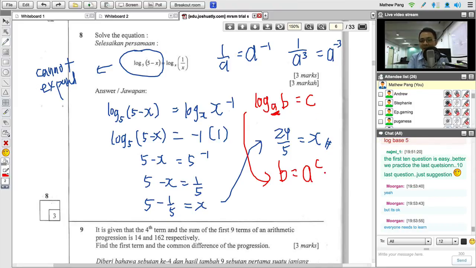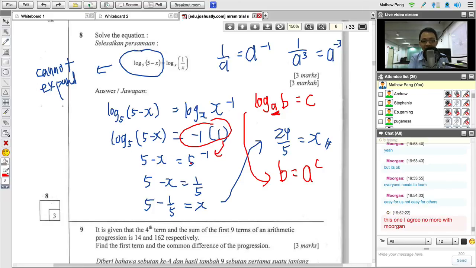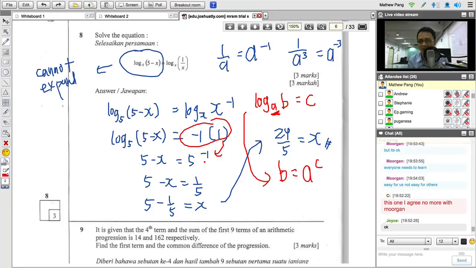Therefore, if I move the log 5 to this side, this is negative 1, right? So negative 1 will become the power, and the 5 base here will become the base number here. Yes, this is how the log works. I hope I do answer your question.